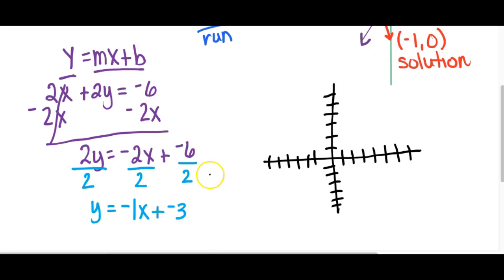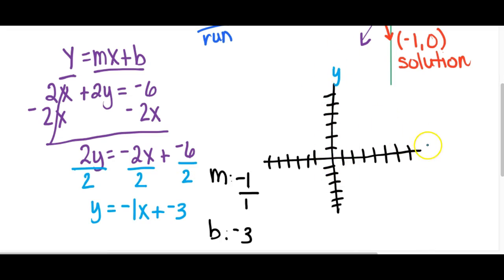So remember, we want to look at our slope. What is our m value? In this case, it's -1. How do we turn it into a fraction? Over 1. And then the b value is -3. So now that we know this, we can plot our b value, which is where we begin, and we need to start on our y-axis.